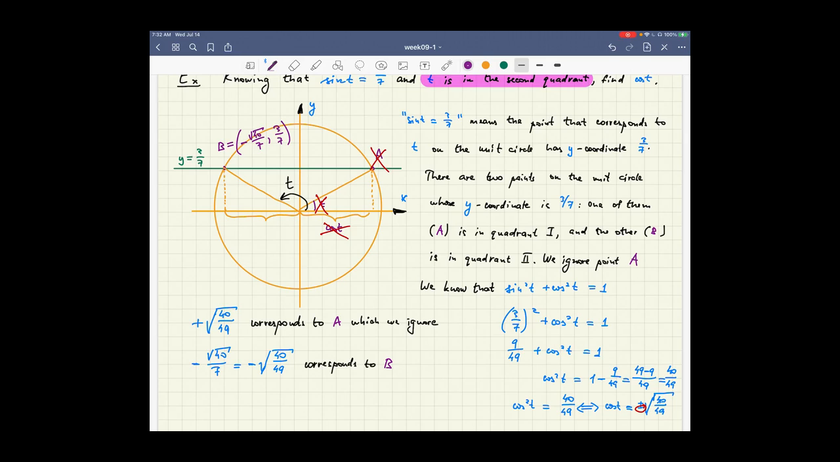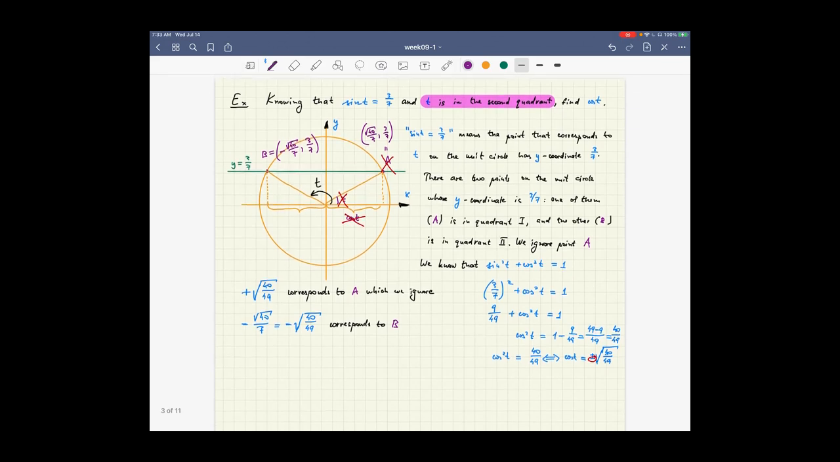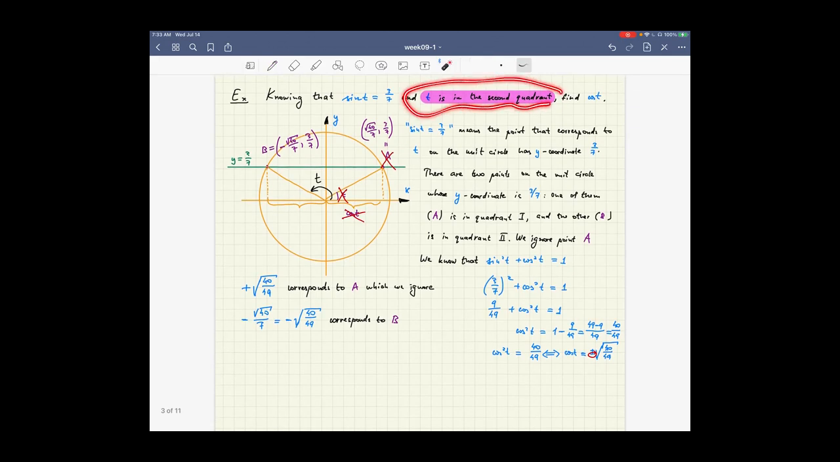Point A, by the way, has coordinates positive root 40 over 7, 3 over 7. So it should be absolutely clear now why we're given the t's in the second quadrant. Because without it, we would be able to find cosine t only up to a sign. All right.